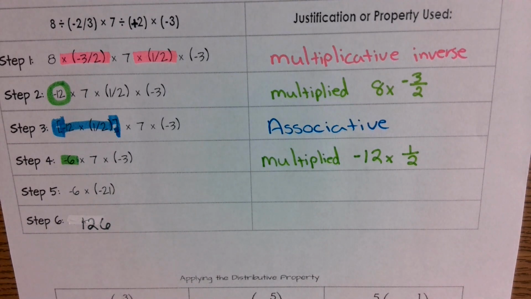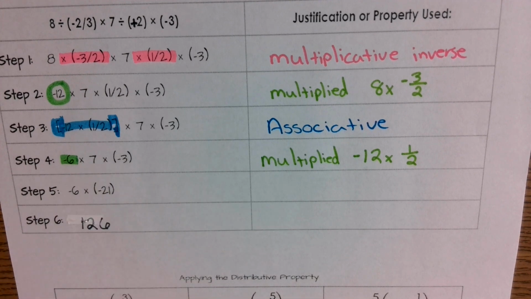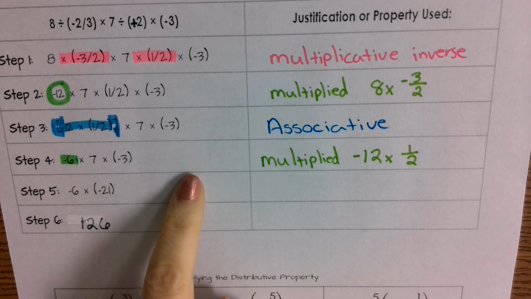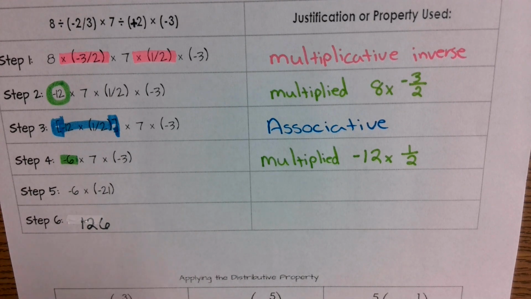Okay, from here, what changed? Logan? They multiplied 7 times -3. Based off of order of operations, are we supposed to do 7 times -3 first? Yes or no? No. Order of operations says we have to multiply from left to right, but we multiplied out of order. What property allows us to do it in a different order?